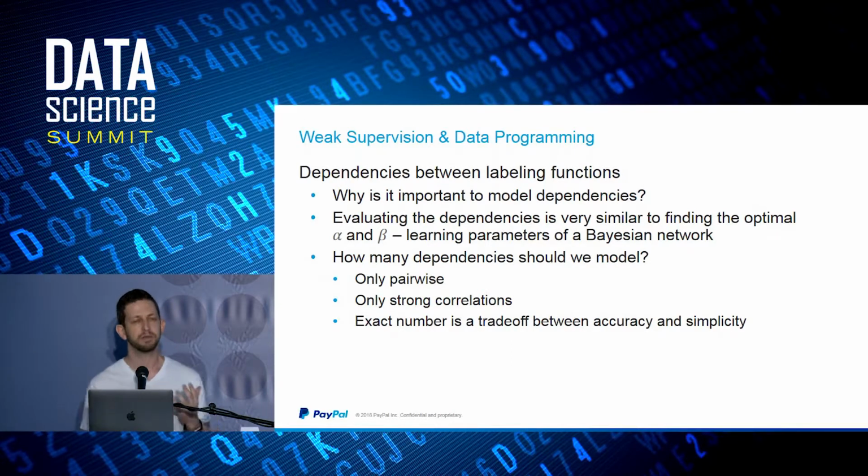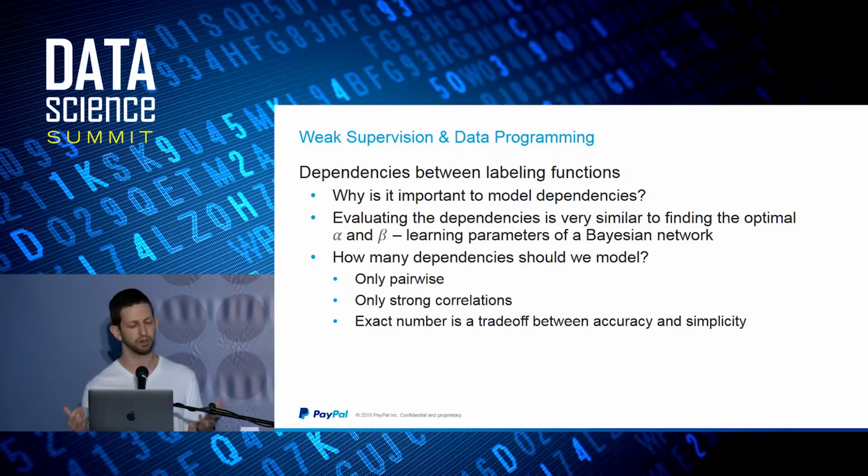Everything gets a little bit messier because we have many more parameters. Instead of just two parameters, alpha and beta, for every labeling function we have alpha and beta, but also parameters quantifying the correlation of every function to every other function. So it becomes much more difficult technically, but conceptually the same. And the main interesting question here is how many correlations do we want to model?